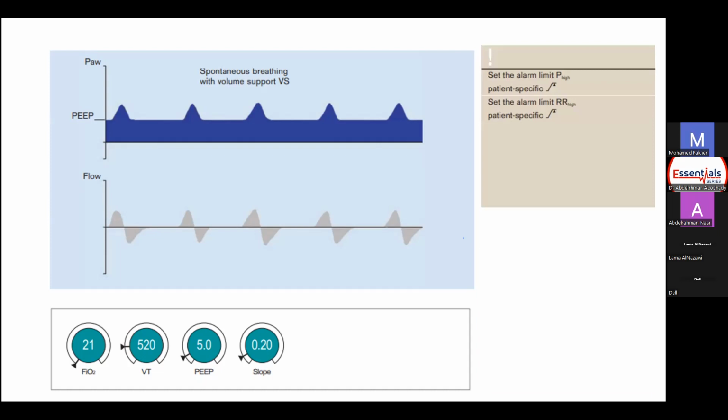Notice here that it's very essential to adjust the alarm limit of the P high. In any dual control mode, the alarm is a part of the settings, not just a part of the alarms. Because if you adjust the alarm setting to 25 centimeters of water, and the pressure needed to achieve the tidal volume is more than 25 centimeters of water, the ventilator will tell you, sorry, I cannot achieve this volume within the safety of the pressure. So here, setting the alarm is something like setting the maximum pressure support allowed during this mode. So setting the high alarm is very essential in the volume support mode.